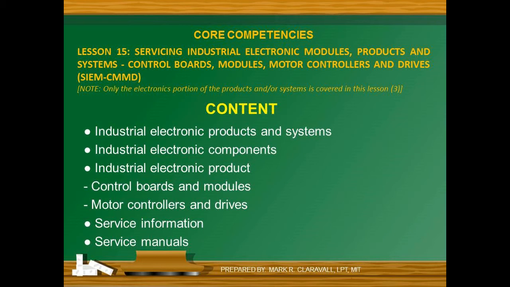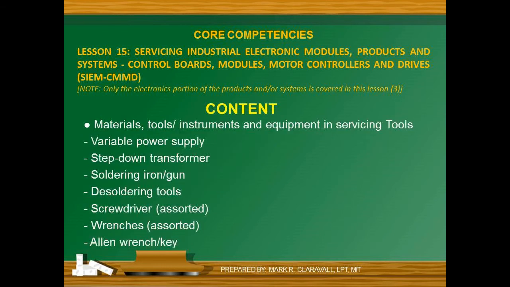3. Content. Industrial electronic products and systems. Industrial electronic components. Industrial electronic product. Control boards and modules. Motor controllers and drives. Service information. Service manuals. Materials, tools/instruments and equipment in servicing tools.